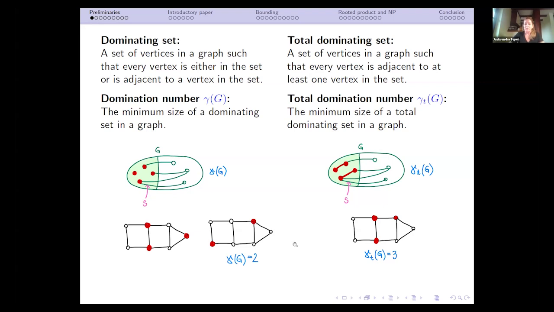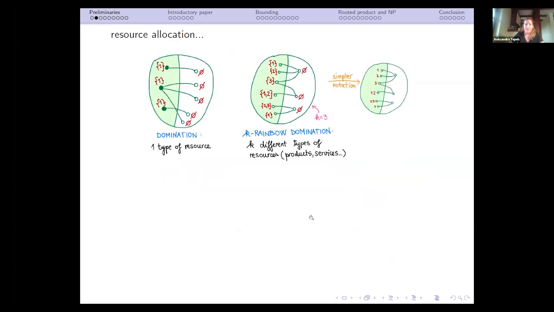And the total dominating set is a set of vertices in a graph such that every vertex, including the vertices in the set, must have a neighbor in this total dominating set. And the minimum size of a total dominating set is the total domination number. And of this graph, this is 3. As regards application, we often consider it as a model for solving problems in different areas, such as resource allocation, network coverage, social influences, and so on.